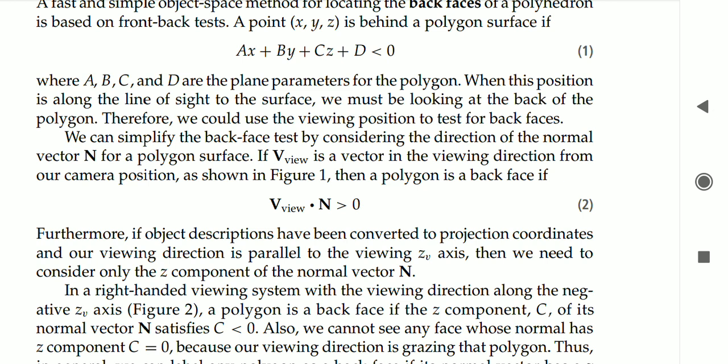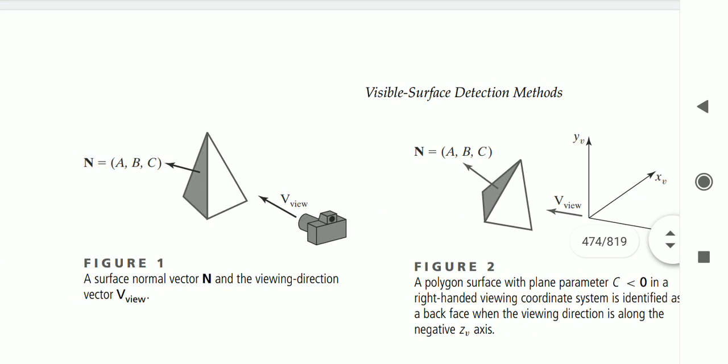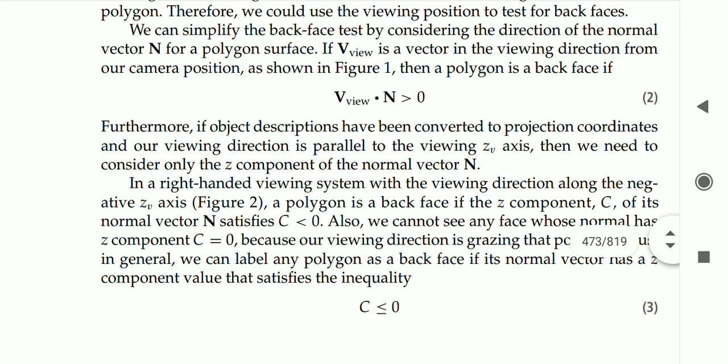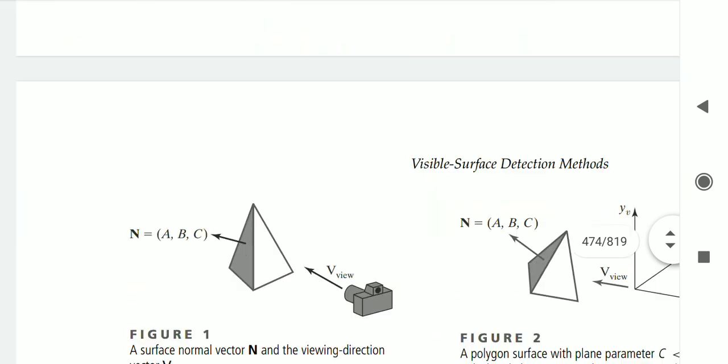You see the image. By seeing the image you will understand. In figure 1 you can see the normal. The normal contains A, B, C. And the camera is showing the view, your view. These two vectors, you take the dot product. The dot product is greater than 0. This normal is nothing but the combination of A, B, C. The equation 1 plane equation is giving A, B, C. Correct? You see the figure now.